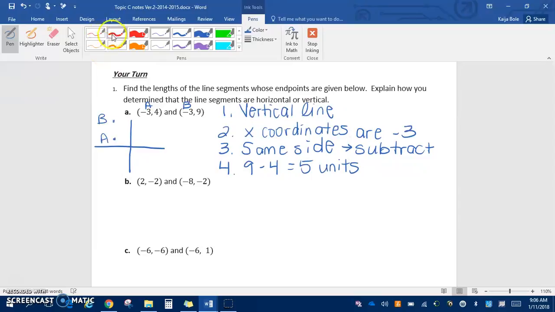Alright, so up at the top, write yourself a note, same side, subtract. Okay? And then we're going to look here at part B.